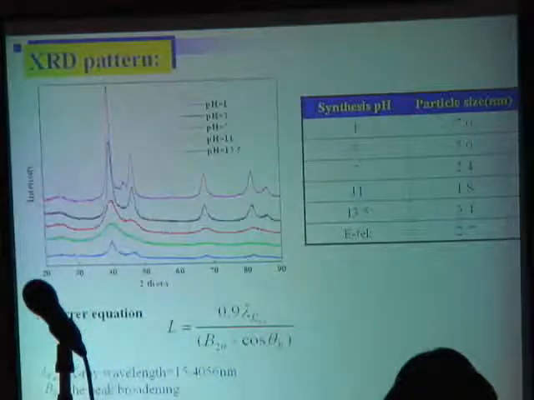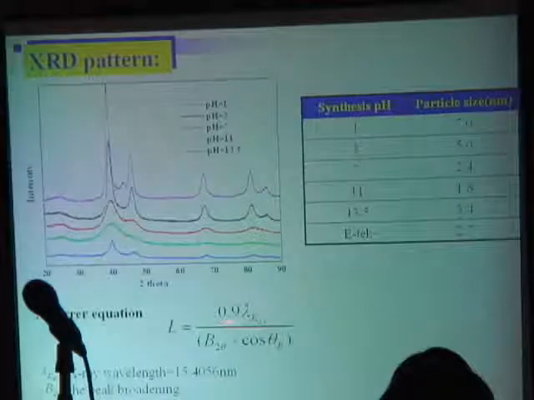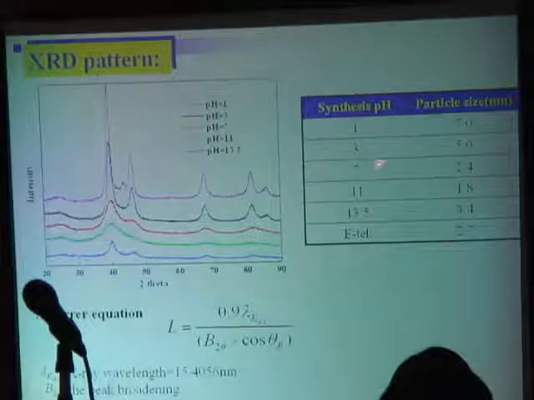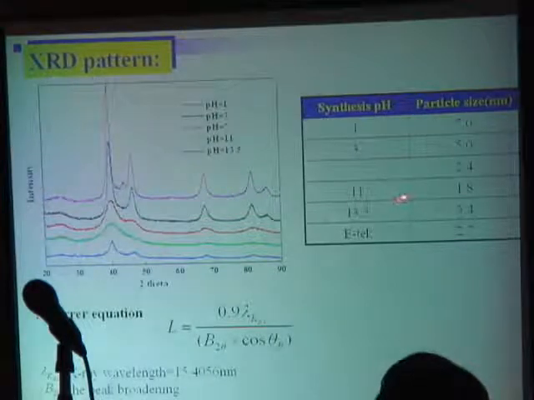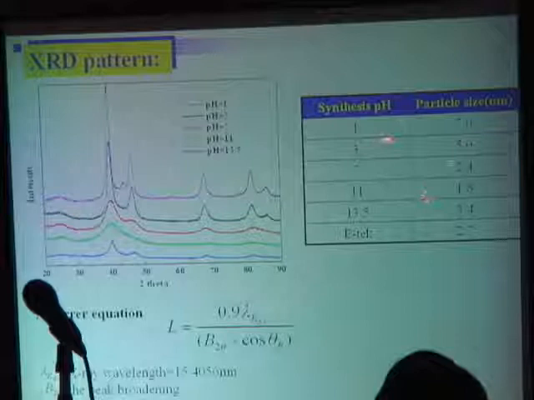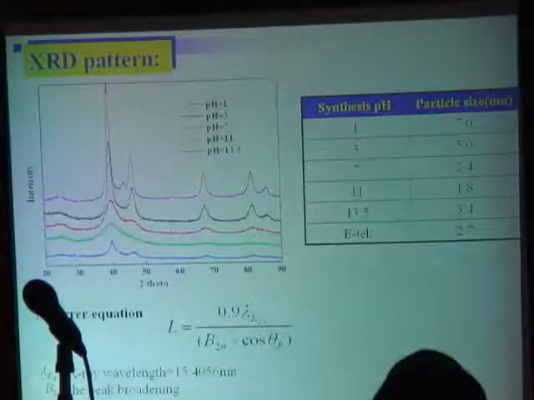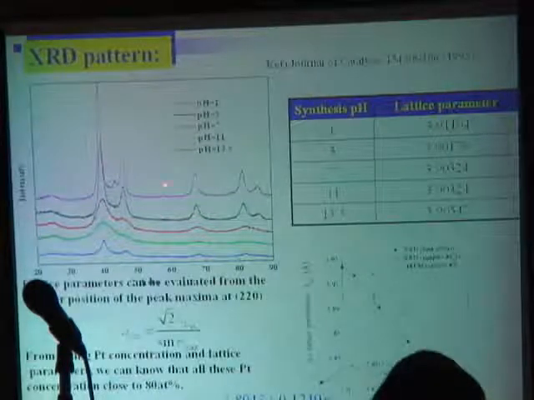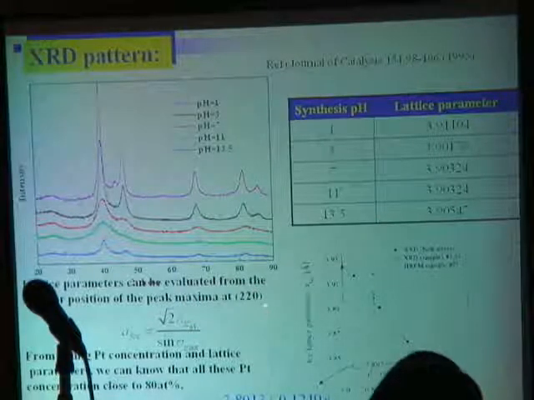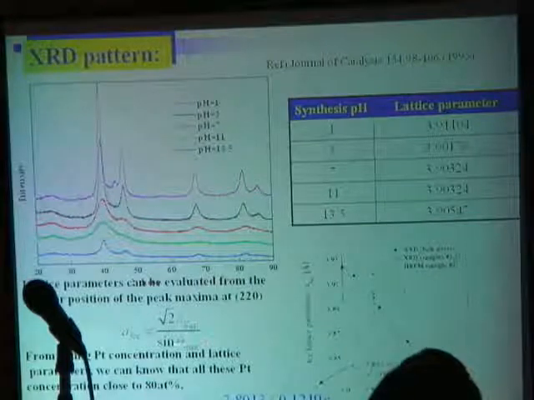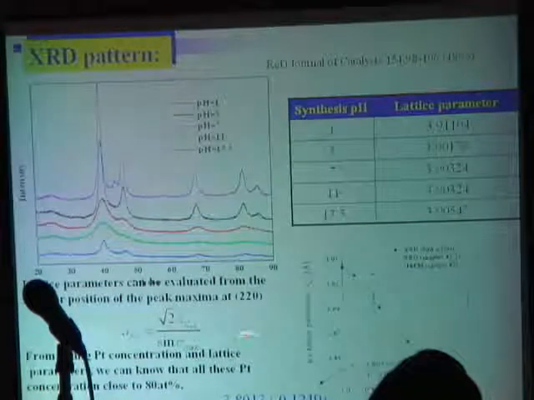We check it with the XRD pattern. Using the Scherrer equation, we can calculate the particle size. From this figure, we can see that the particle size is the smallest at a pH value of 11, and the largest at 1. Also from the XRD pattern, we can use the equation with the peak maximum at 220 to find the lattice parameter.